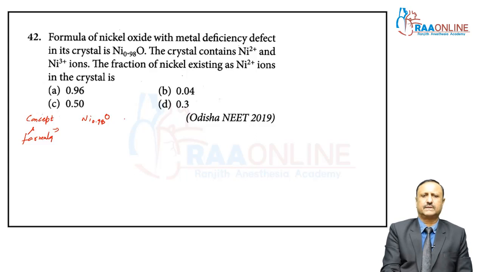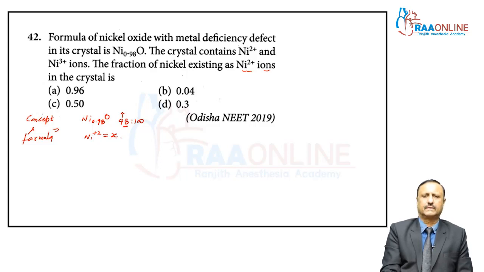Here, my dear students, you can see the ratio 98 to 100 is present. In this, 98 is the ratio of nickel, and in this nickel, Ni plus 2 ions and Ni plus 3 ions both are present. So first of all, you take the Ni plus 2 ions as X, because in the question it asks for the fraction of nickel existing as Ni plus 2 ions, so you can take the Ni plus 2 ions equal to X.